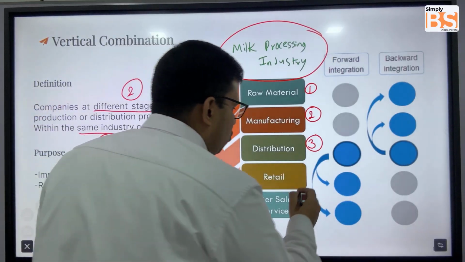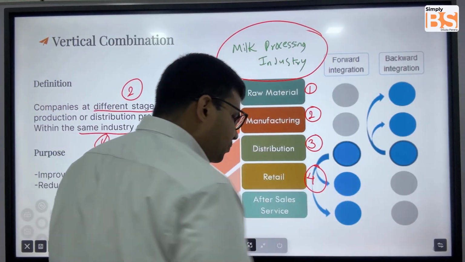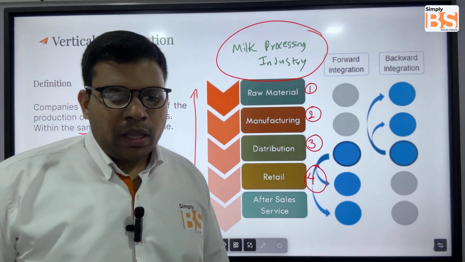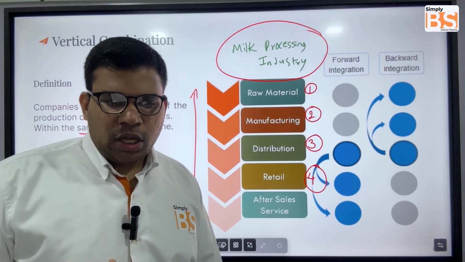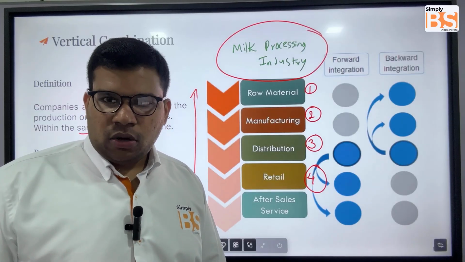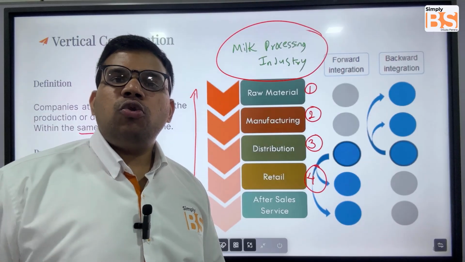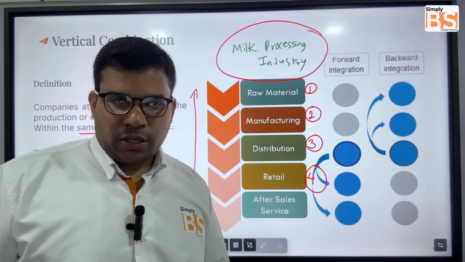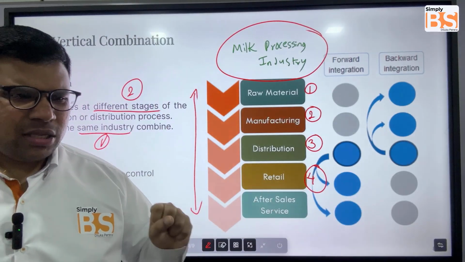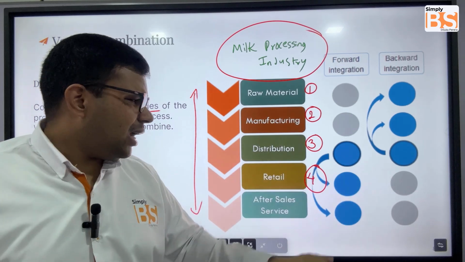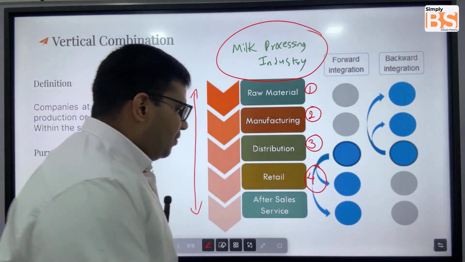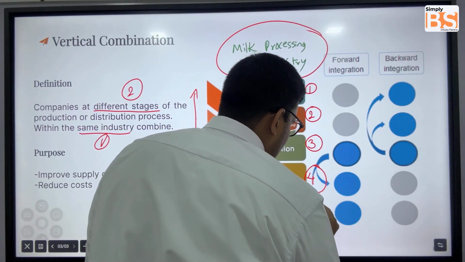And then you have the fourth stage. This is where the processed milk, or milk products, will be sold to different customers through certain supermarkets, boutiques and shops. That's the retail stage. And then you have the fifth stage.